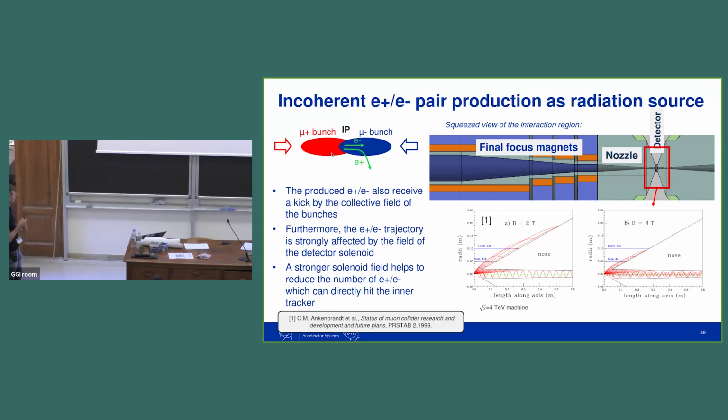In addition, the trajectory of this particle is also affected by the field of the detector solenoid. So the stronger the detector solenoid field, to some extent, can help to reduce the pairs which now enter the detector. Just to show a few lines, this is a plot produced already in the 1990s, I think from somebody from Fermilab. You can see different trajectories of the incoherent pair electron or positron. Some of them are confined in the nozzle, but the ones with a large transverse momentum can get into the detector.